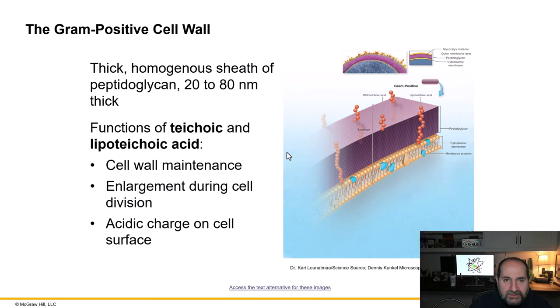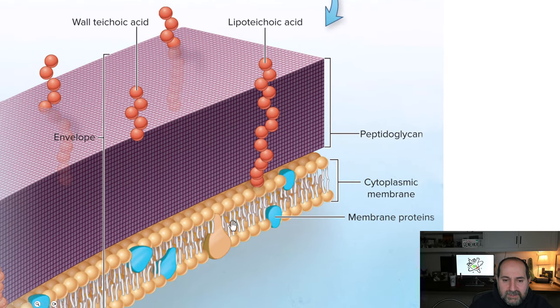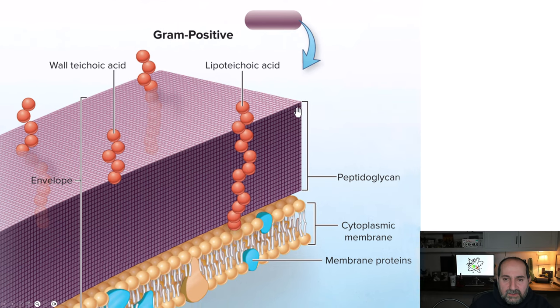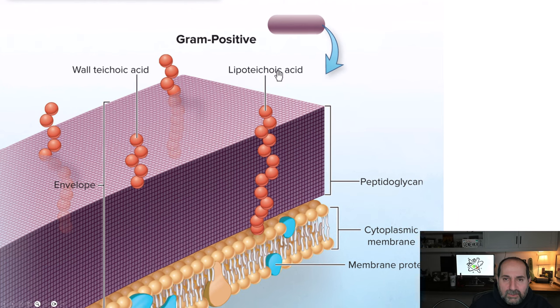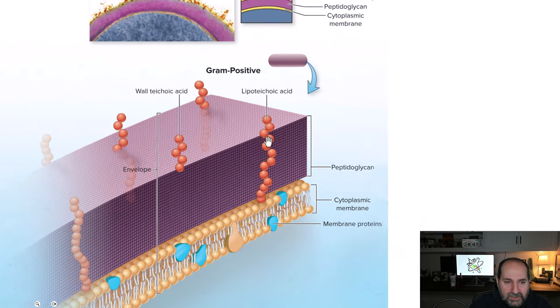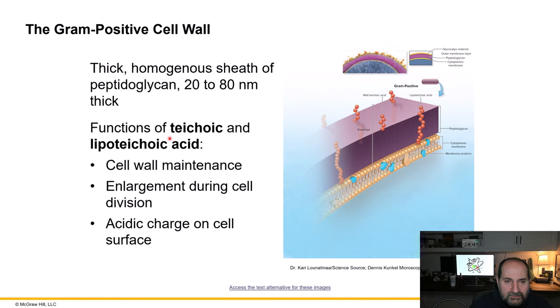Remember that the gram-positive cell wall consists of the plasma membrane down here with a thick layer of peptidoglycan. And embedded in that thick layer of peptidoglycan are these structures called lipoteichoic acids and just regular teichoic acids. These teichoic acids lend a negative charge to the cell wall. See here the functions of teichoic and lipoteichoic acids: cell wall maintenance, enlargement during cell division, and acidic charge or negative charge on the cell wall, the cell surface. And that's what I want you to know about the gram-positive cell wall, that it has a thick layer of peptidoglycan as well as lipoteichoic acids embedded inside.